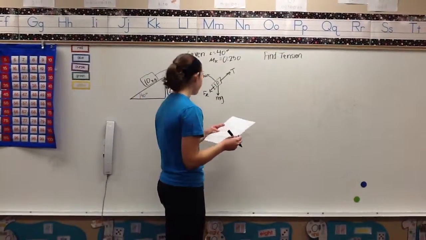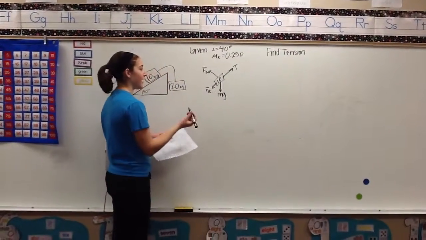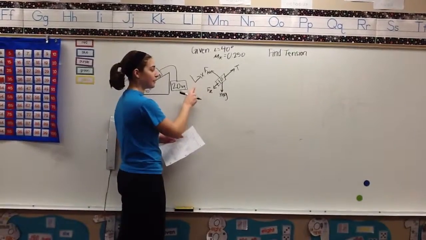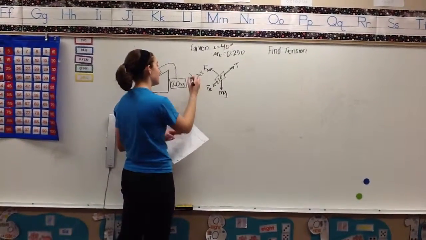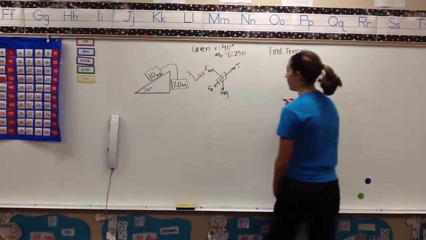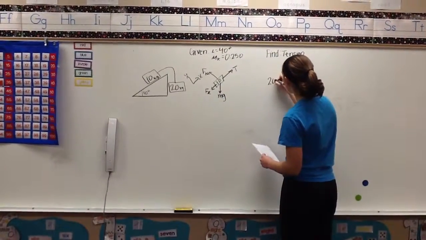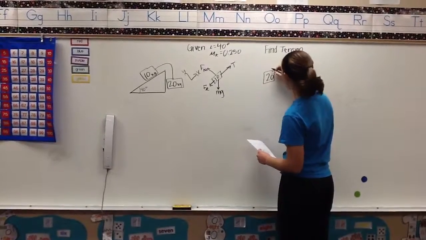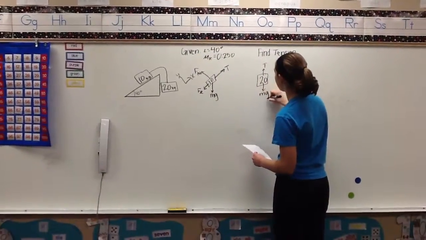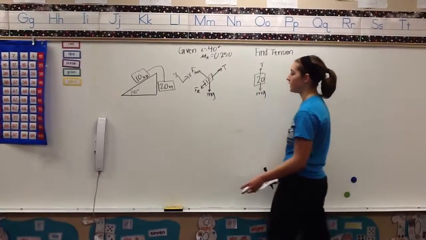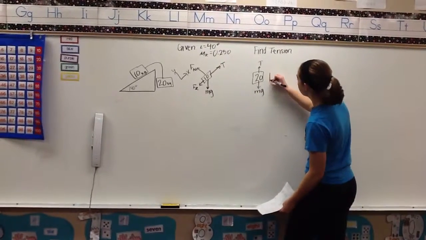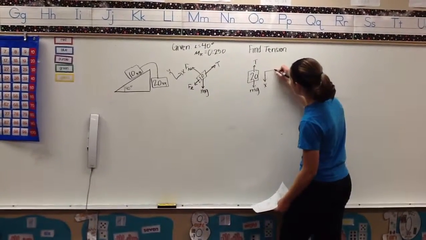And then you have to define your axes. So the x direction is parallel with the slope that the box is on, and the y direction is perpendicular to that. And then for the 20 kilogram box, you just have tension and weight, which is mass times gravity. And then you have to take the coordinate and flip it so that it's consistent.